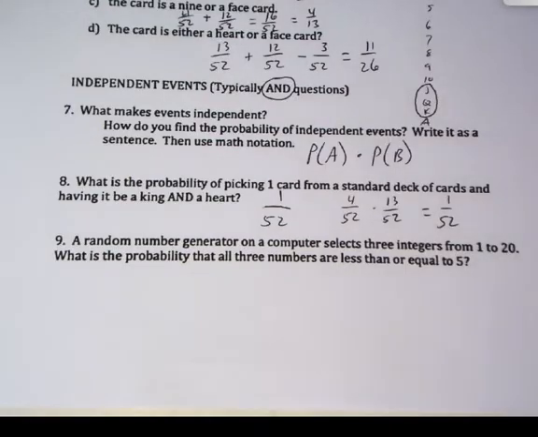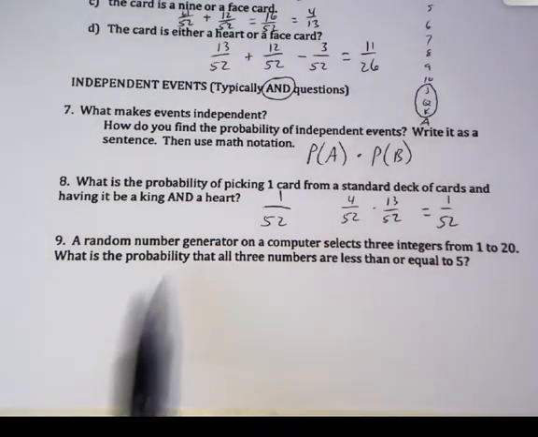All right, last one. A random number generator on a computer selects 3 integers from 1 to 20. What's the probability all 3 numbers are less than or equal to 5? So think about this. When I'm doing probability, I always think about how many ways can I win. When I say that, I'm not talking about gambling or anything like that. I'm just talking about how many ways can the thing that I want to happen. That's what I mean by win.